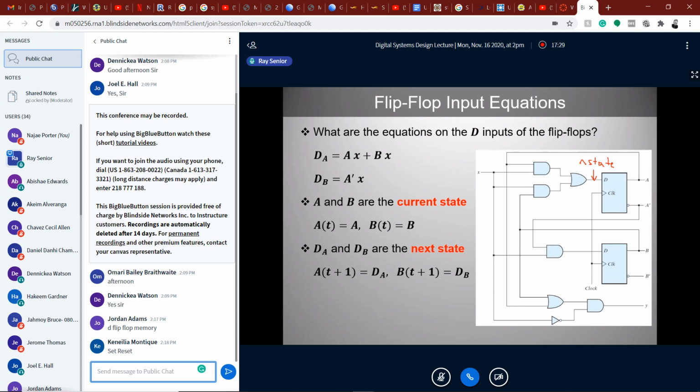Okay. Present state, the current state, is at the output. Just call it PS. So what is the next state value? In other words, what's the equation for the next state? We have already calculated that DA is at the input of this particular flip-flop. So that's DA. It's at the input here. And DB is this one. So DA and DB represent inputs to the two flip-flops. Yes?